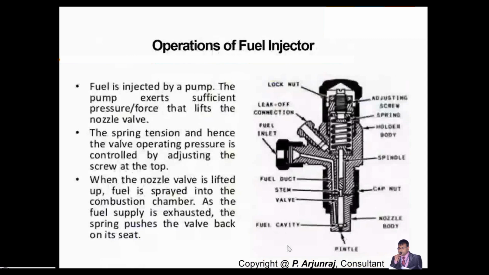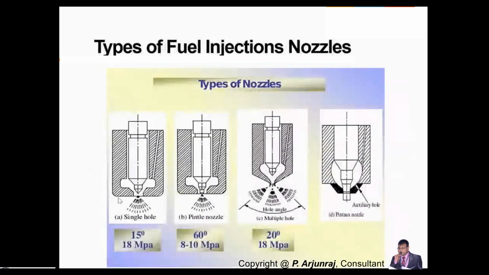I will complete the nozzle types, then I will come to the operations of the fuel injector. Okay, you have 4 types of nozzles. So the nozzle is the one where the fuel gets injected. So we have 4 types of nozzle. One is a single hole nozzle, one is a multiple hole nozzle, and a pintle nozzle. And the pressure varies between the different nozzles.